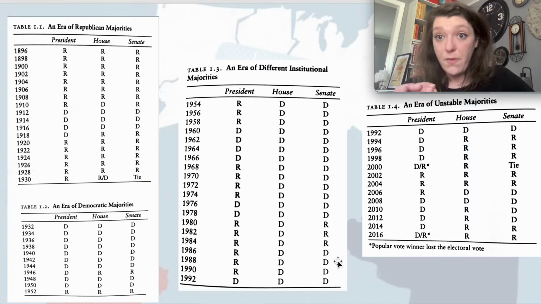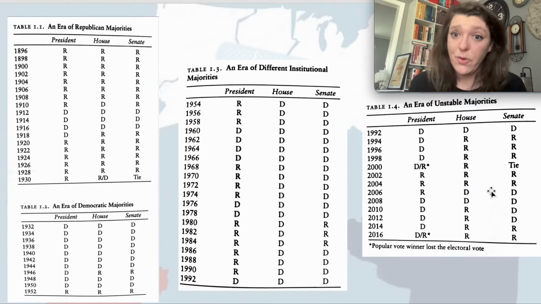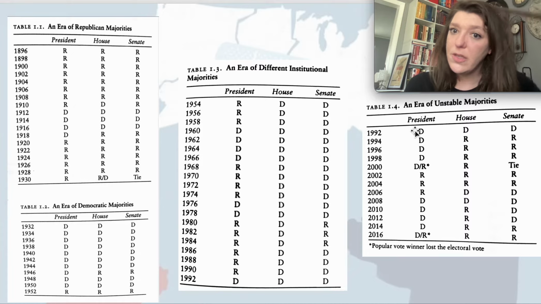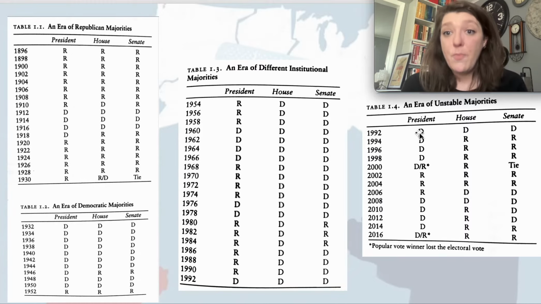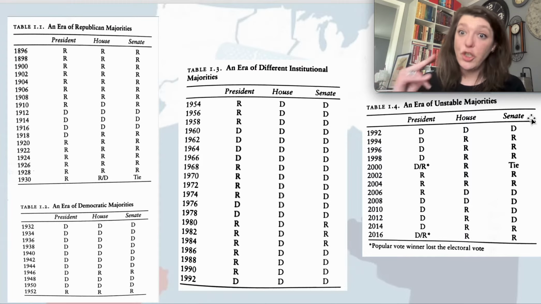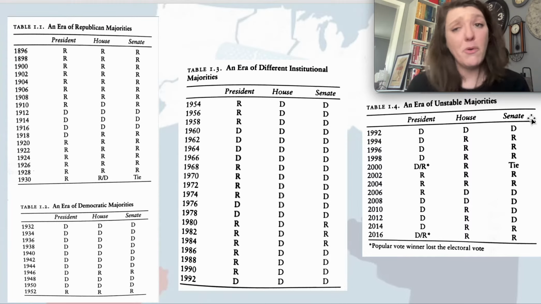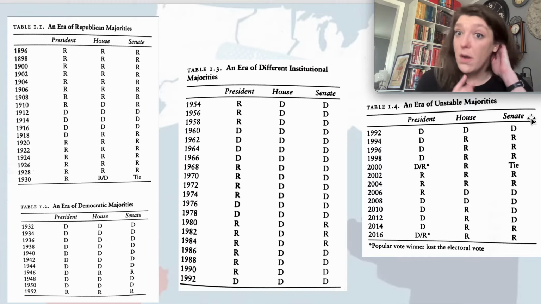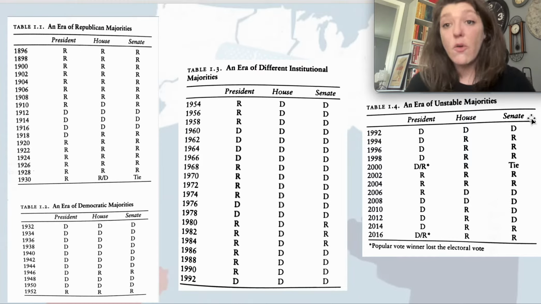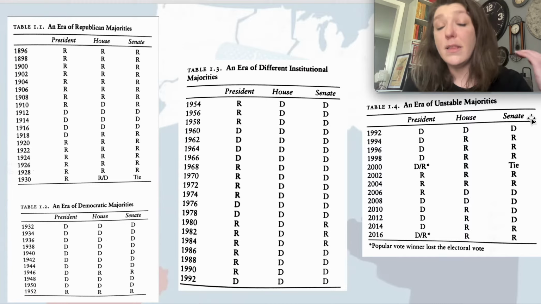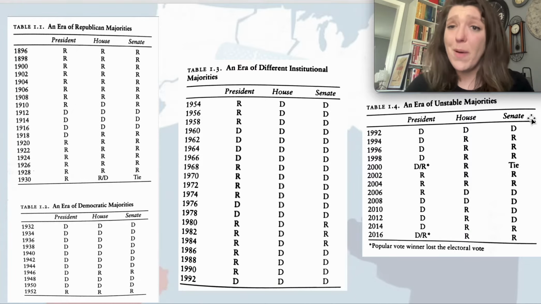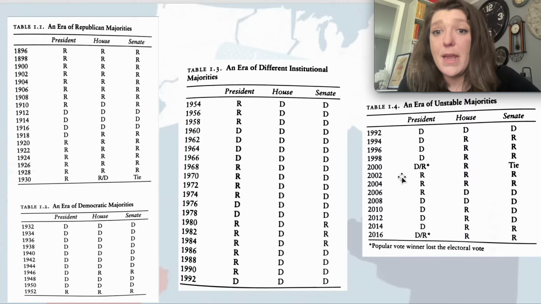But the true motivator of this book is this third image that I have over here. This is the unstable majorities, where you see in 1992, Bill Clinton is president and has a Democratic House and a Democratic Senate. The next election, 2 years later, the House and the Senate both flip to Republican. So instead of one party having a stable majority across all of the important policymaking parts of the government, we see instability. The Democrats control the presidency while Republicans control the legislature, including the House and the Senate. We see this again happening in 2000.